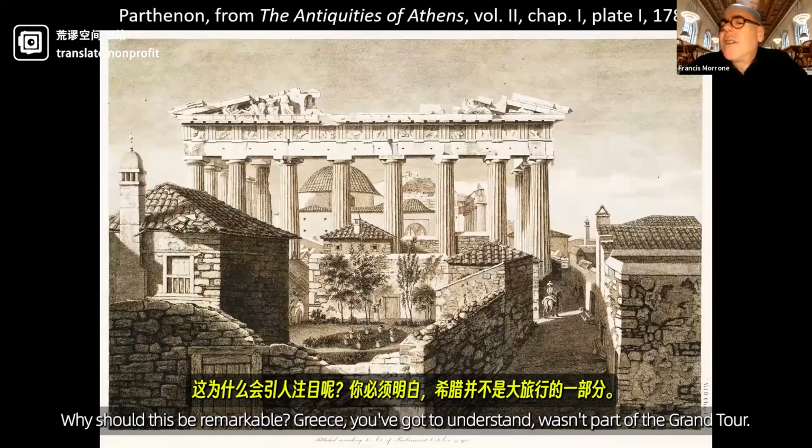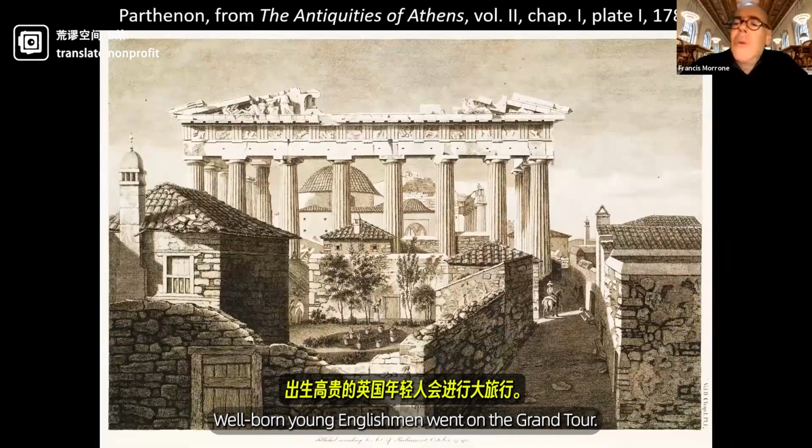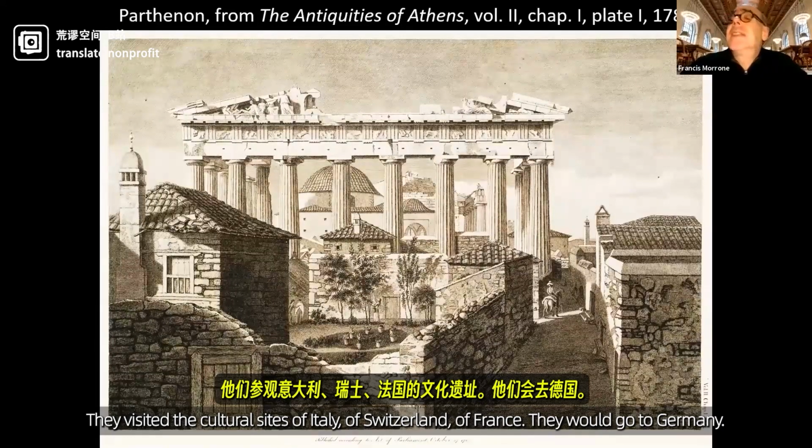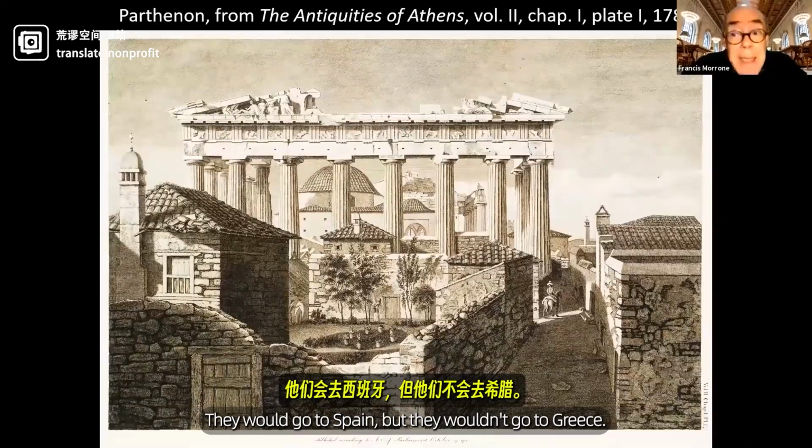Why should this be remarkable? Greece, you've got to understand, wasn't part of the grand tour. Well-born young Englishmen went on the grand tour. They visited Europe. They visited the cultural sites of Italy, of Switzerland, of France. They would go to Germany. They would go to Spain, but they wouldn't go to Greece.